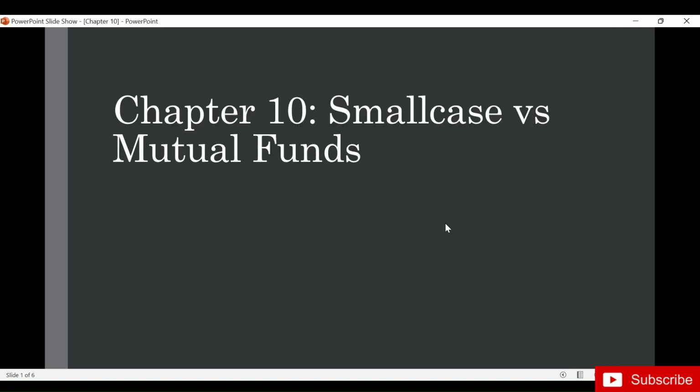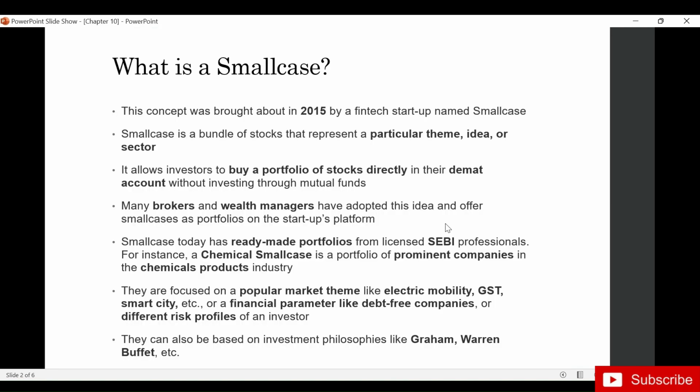In chapter 10, we will talk about smallcase versus mutual funds. In lesson 1 of chapter 10, we will discuss what is a smallcase. So, the concept of smallcase was brought about in the year 2015 by a fintech startup named Smallcase. So, a smallcase represents a bundle of stocks that follow a particular theme, idea, or sector. And Smallcase allows investors to buy a portfolio of stocks directly within their demat account, and the investors do not need to invest via the mutual fund route.